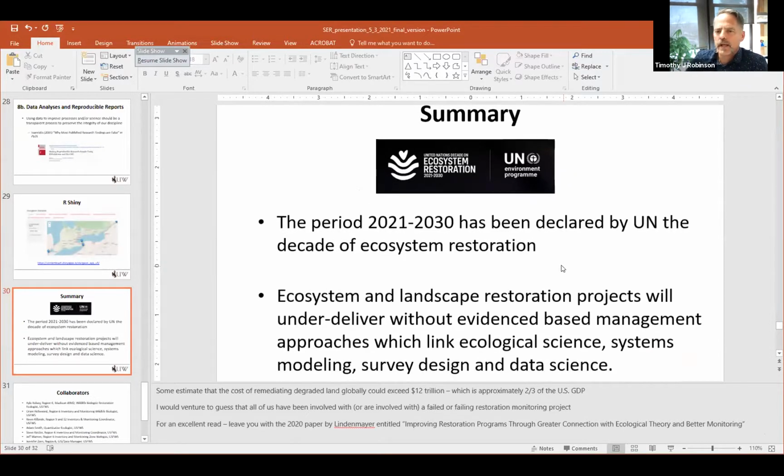but I think all of you are aware that the period of 2021 to 2030 has been declared by the UN the decade of ecosystem restoration. And I think that you would agree that when you think about the cost that's associated globally with remediating and restoring degraded habitat, it's estimated to cost over 12 trillion US dollars. That's approximately 2/3 of the GDP in the US.